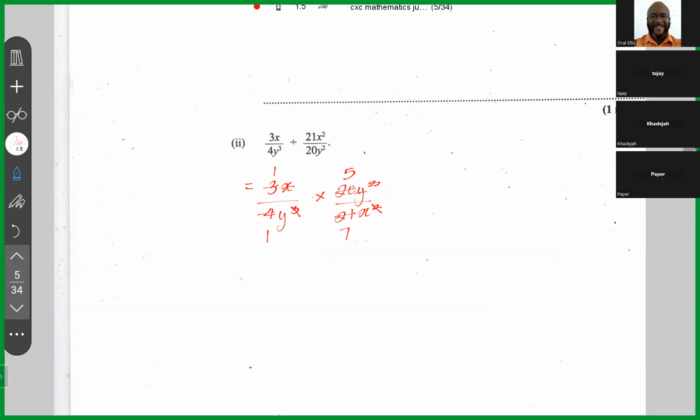Now, when nothing else can cancel, you're going to multiply numerator by numerator. So in the numerator, we have 1 times 5, which is 5. And in the denominator, we have 1 times y times 7x. So we have 7xy. So our final answer here is 5 over 7xy.